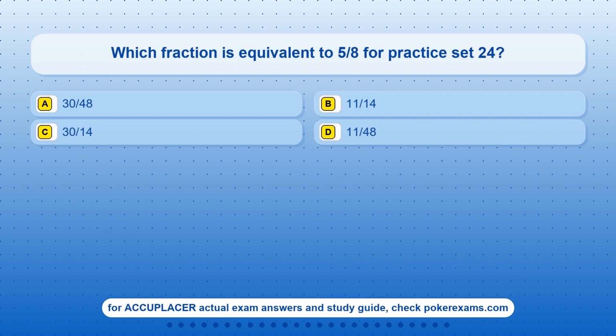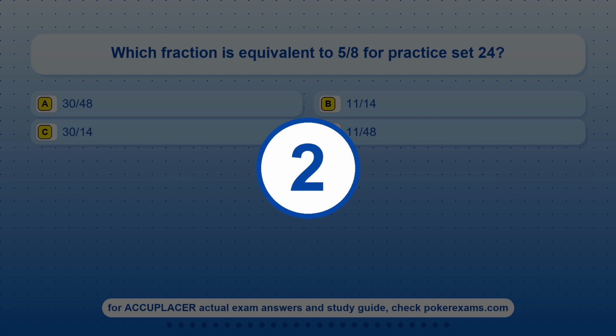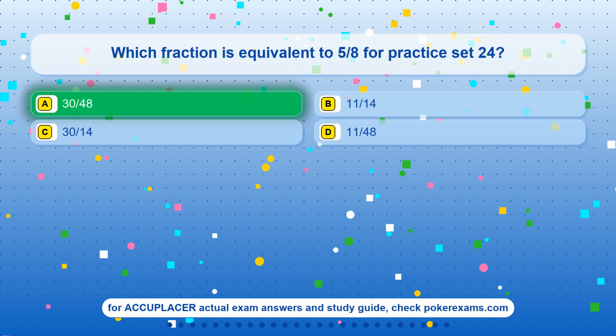Question 7. Which fraction is equivalent to 5/8 for practice set 24? Option A, 30/48. Option B, 11/14. Option C, 30/14. Option D, 11/48. The correct answer is option A, 30/48.